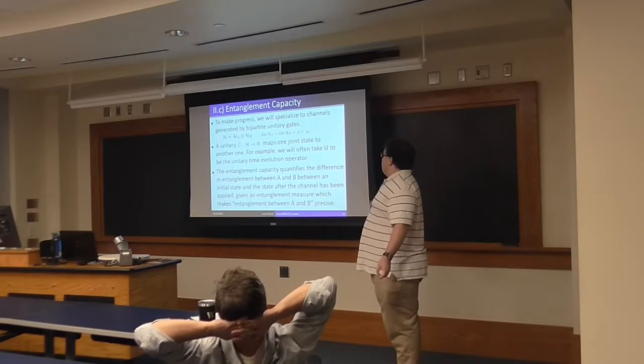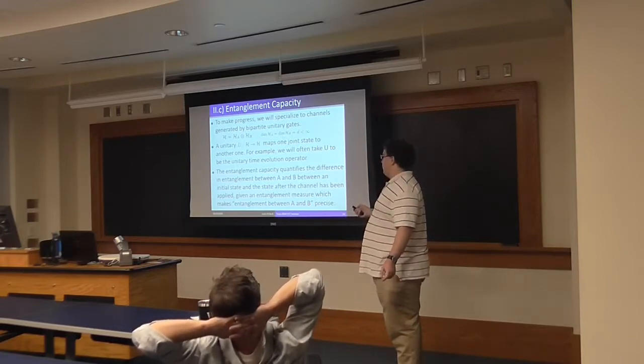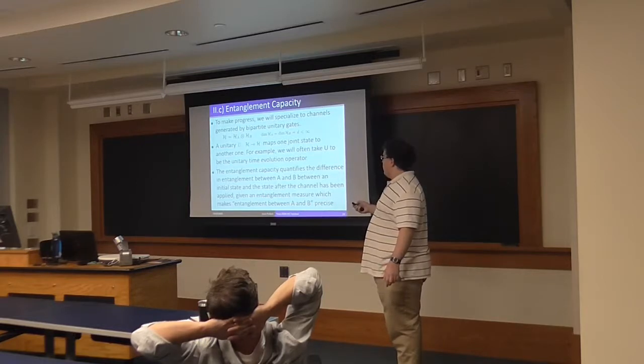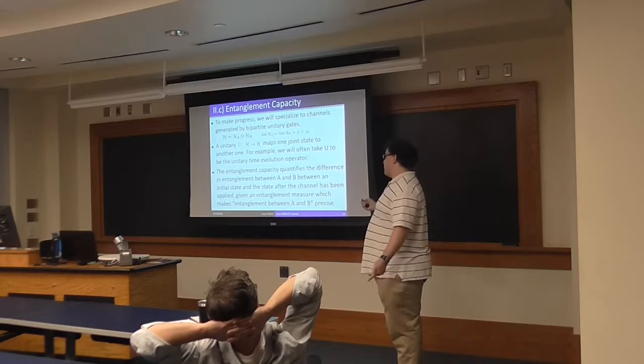But in a particular setup, which is bipartite unitary gates, so when the Hilbert space is just the product of A and B, you can make progress. And in particular, the finite dimensional cases where people usually prove theorems. So now we think of the channel as just a unitary, so it maps some initial state, which is a joint state of A and B, to a different state, which might have some different entanglement structure. And in particular, time evolution does this. Time evolution is unitary, and it might entangle or disentangle things.